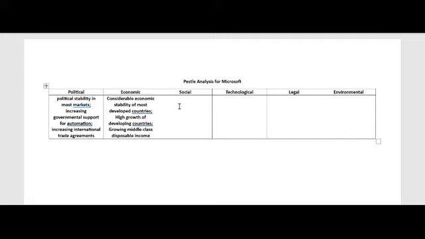Move on to social factors. These factors scrutinize the social environment of the market and gauge determinants like cultural trends, demographics, population, and analytics. In the case of Microsoft, you need to pay attention to some attitudes. It will be stable attitudes. And the cultural diversity.